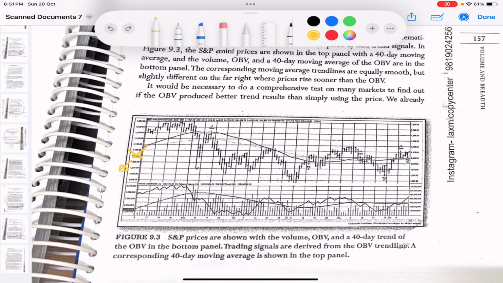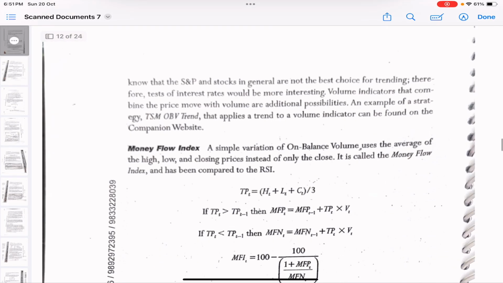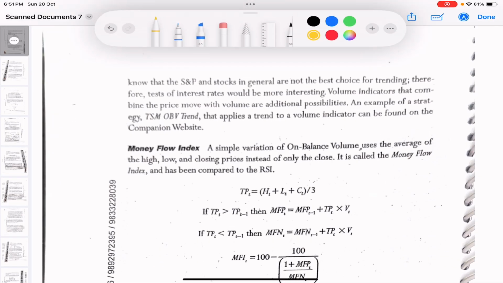Far right side, so this is the right side, the moving average is still sideways, whereas you can see that the price rose. It would be necessary to do a comprehensive test on many markets to find if the OBV produces better results than simply using the price. We know that the S&P and stocks in general are not the best choice for trending, therefore tests of interest rates would be more interesting. Volume indicators that combine the price move with the volume are additional possibilities.